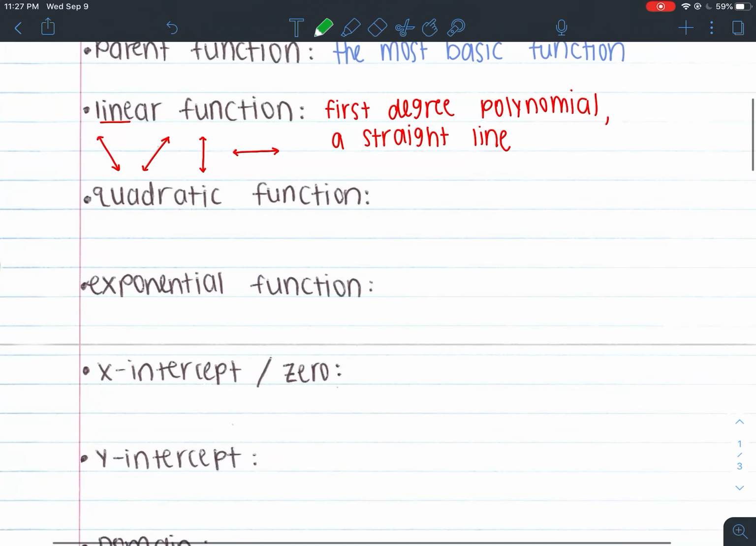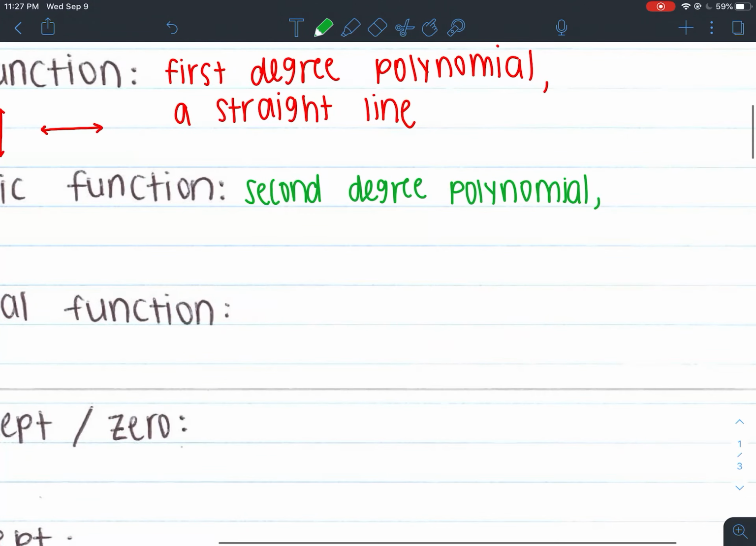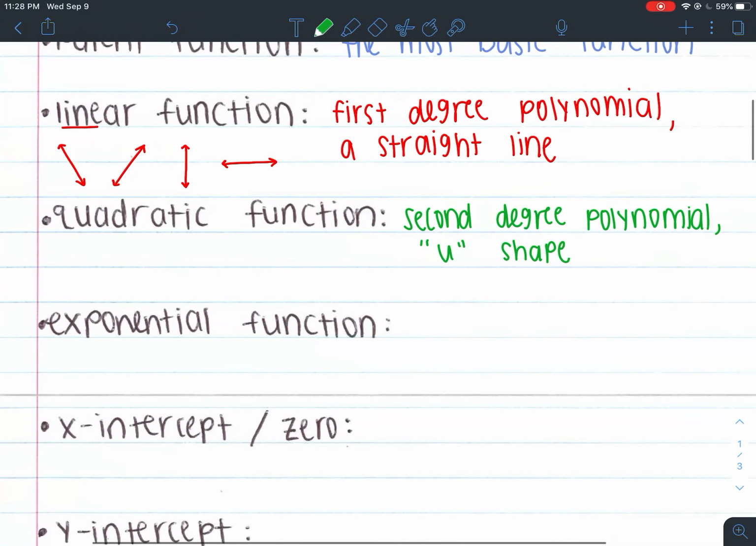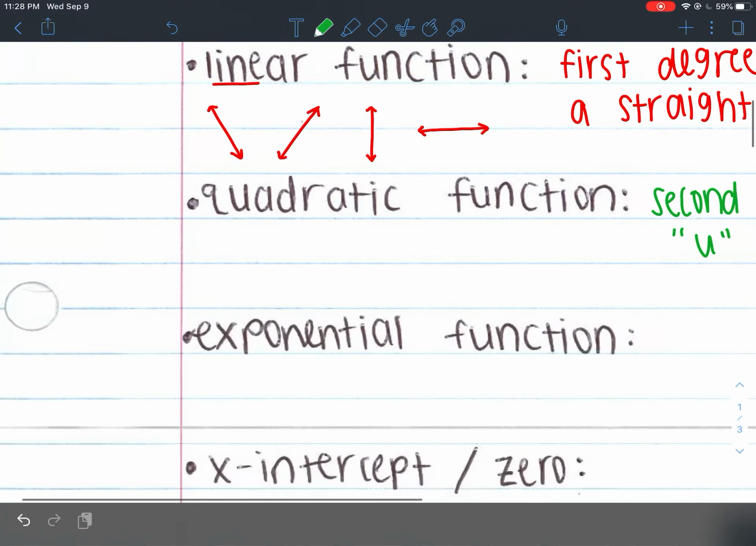Moving on to the quadratic function. Now, quadratic function is different. It's nothing you've probably really seen before, but a quadratic function is a second degree polynomial. And this one is not linear. So when I say it's not linear, it means it's not a line. It's actually a U-shape. And we'll talk about what that U-shape is called in a second when we get there, but it is a U-shape. Now, you're going to have two types of quadratics you'll see in Algebra 1.